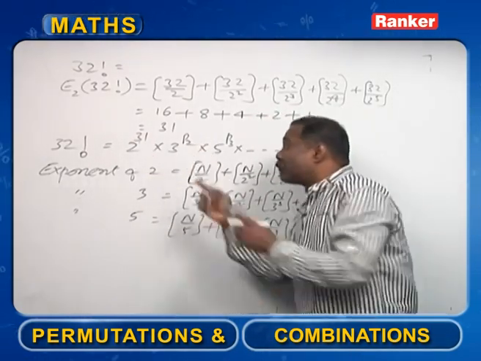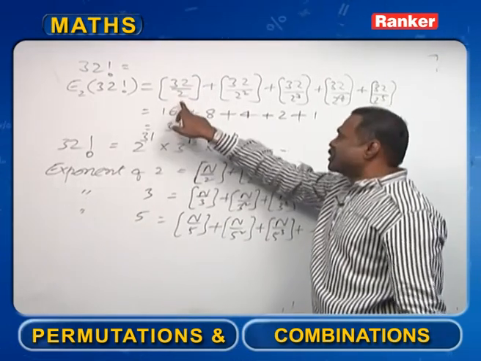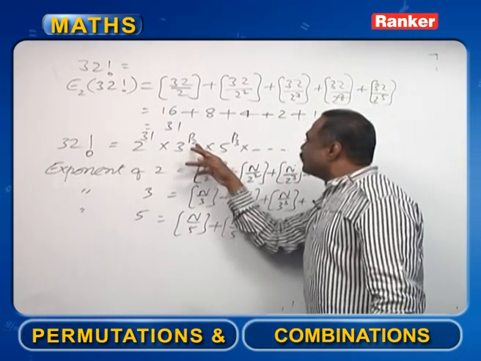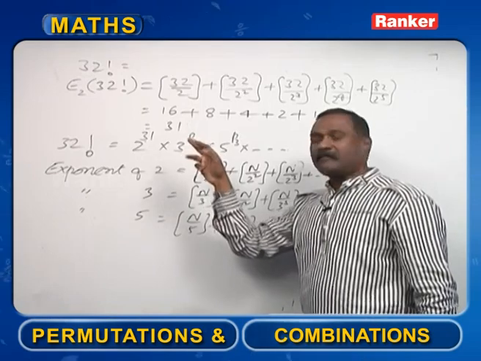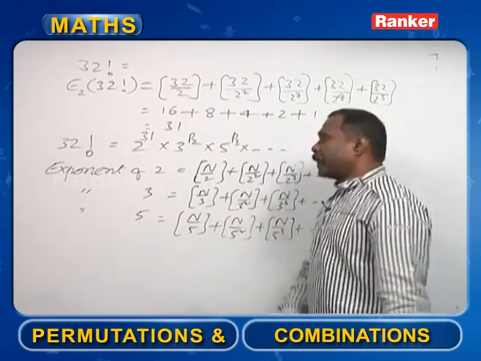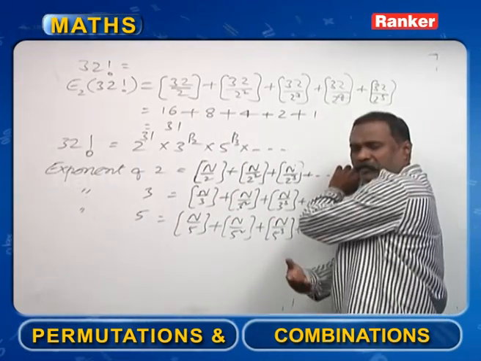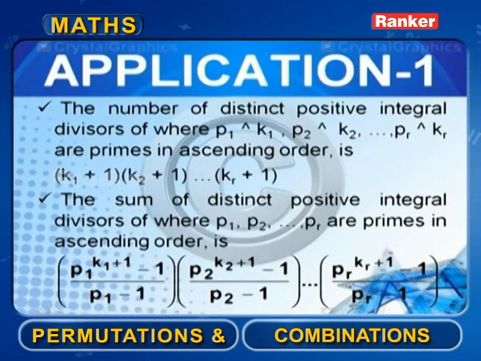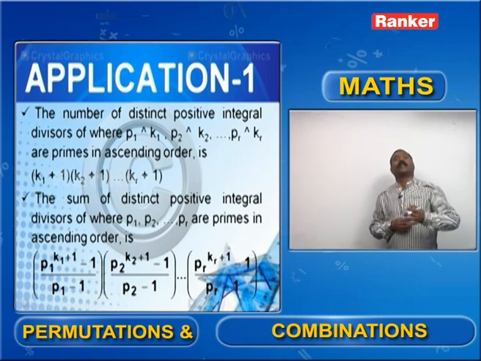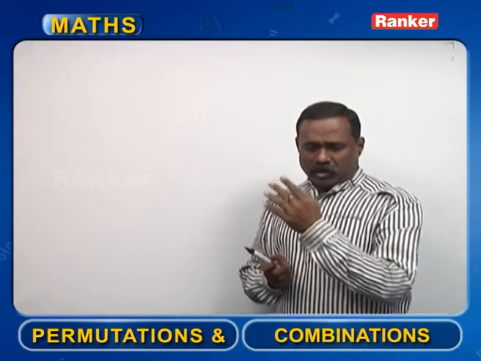Similarly, you can write the power of 3 using the same formula: 32 by 3 plus 32 upon 3 square plus 32 upon 3 cube, and so on. Then you will get the power of 3. Similarly, by 5, if you write 5 square, 5 cube, and so on, you will get the power of 5. I hope you have understood the formula to find the exponent of 2, 3, 5, or any prime number. Let us go through a problem, an advanced level one.